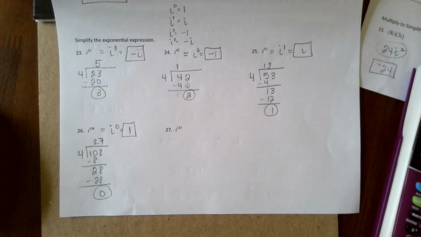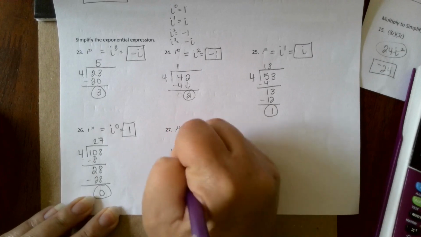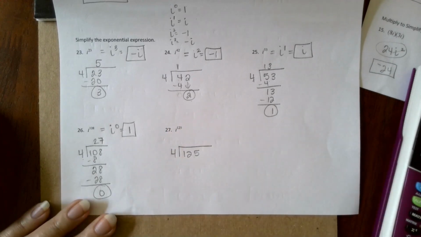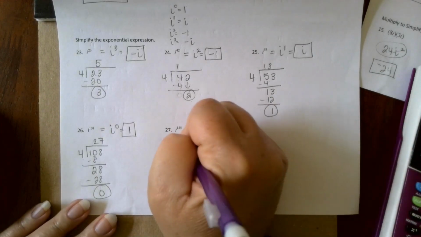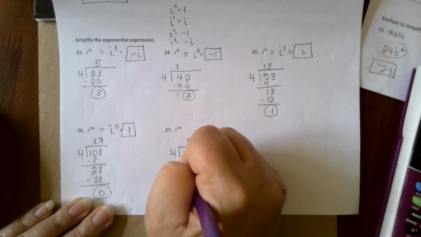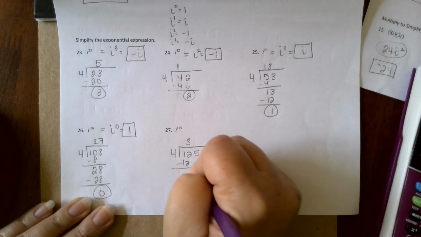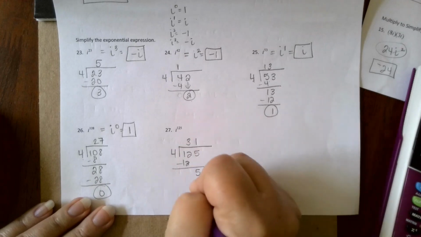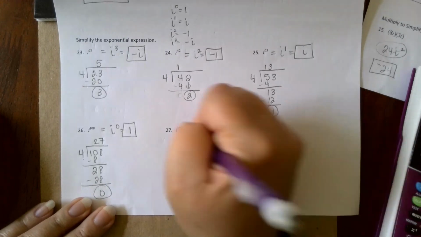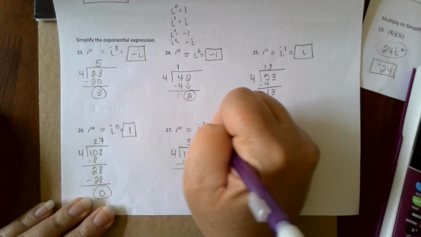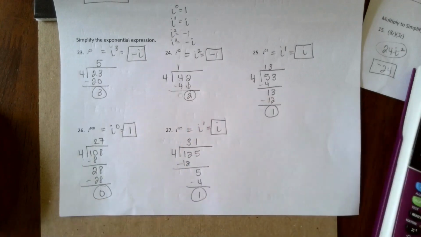All right, and our last one. 4 goes into 125 how many times? Well, 4 goes into 12 3 times. 4 goes into 5 one time, with a remainder of 1. So i to the 125 is the same as i to the 1, so your answer is just i.